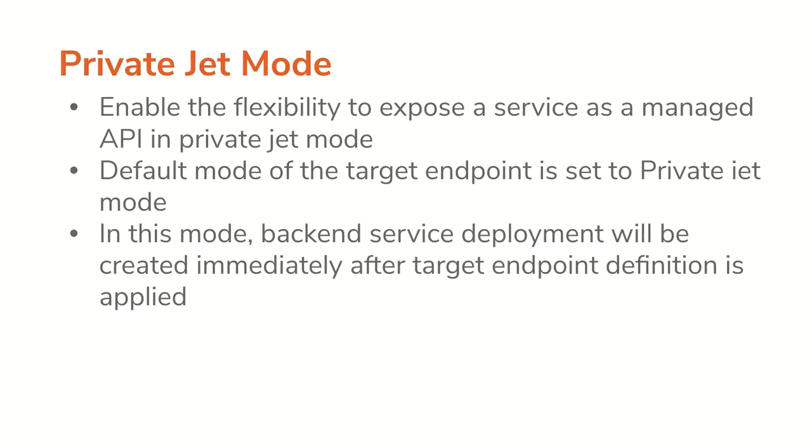First, I'm going to discuss the private jet mode. The private jet mode provides the flexibility to expose your backend service as a managed API. It's the default mode of Target Endpoint Controller. In this mode, the backend service deployment will be created immediately after you apply the target endpoint definition.